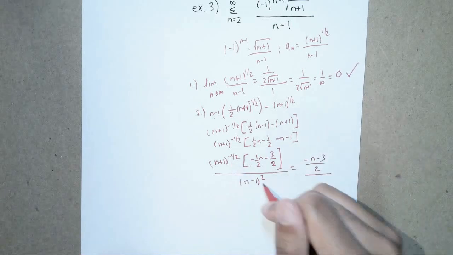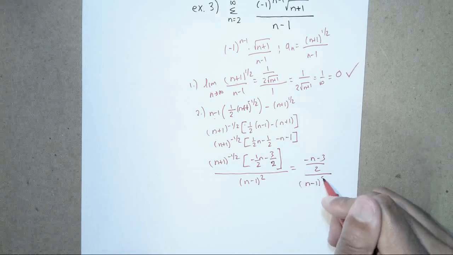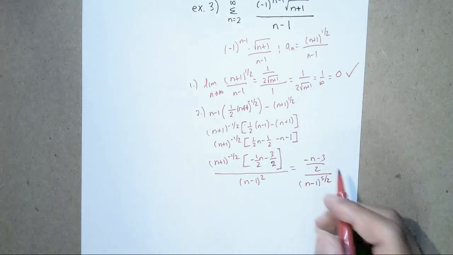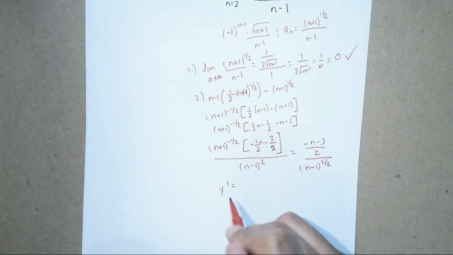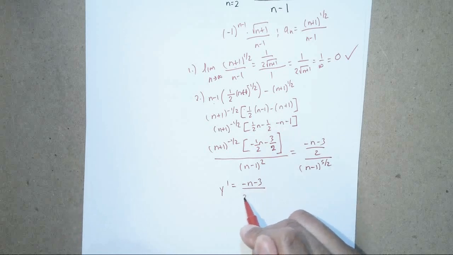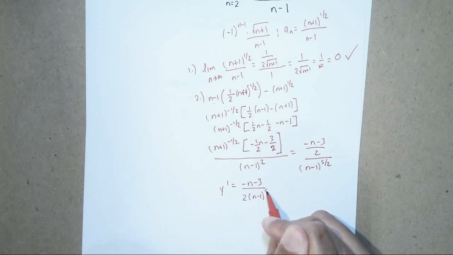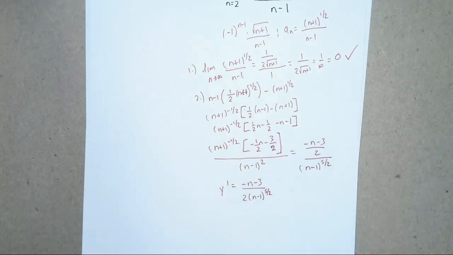If I bring this down, this is going to become (n minus 1) to the 5/2. Then I'll keep, change, flip. Y prime is going to equal negative (n minus 3) all over (2n minus 1) to the 5/2. Now your next step, once you have that, this is your derivative.